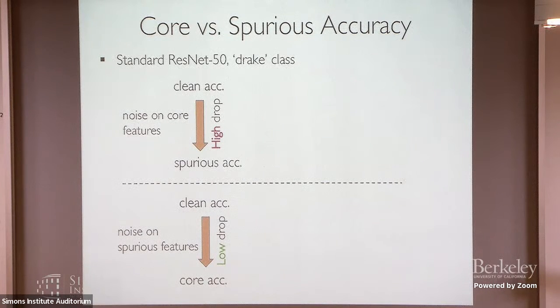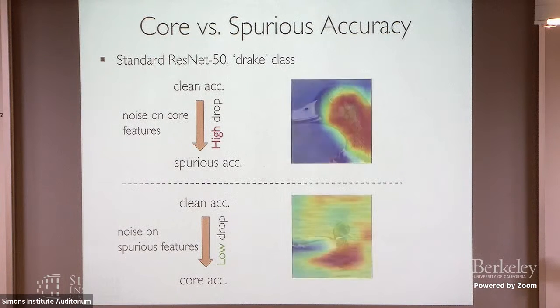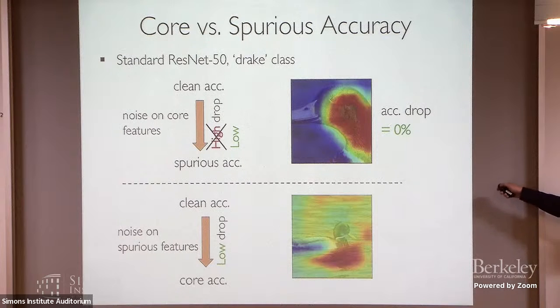We look at, for example, a standard ResNet 50 model, a particular Drake class. Here we are adding noise to the core features. We expect a high drop in the performance. We get 0% drop.